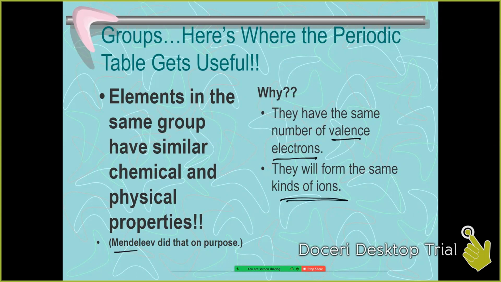And once again, this was not just random that we ended up with 18 groups. It was planned by the scientists that organized the periodic table.